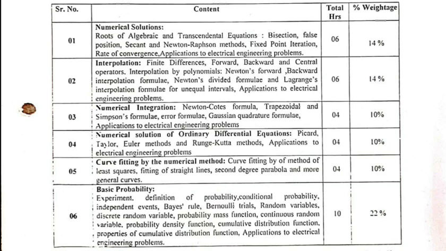Our sixth unit is basic probability, in which we learn experiment, definition of probability, conditional probability, independent events, Bayes rule, Bernoulli trials, random variables, discrete random variable, probability mass function, continuous random variable, probability density function, cumulative distribution function, and properties of the cumulative distribution function. Also, we learn applications to electrical engineering problems.